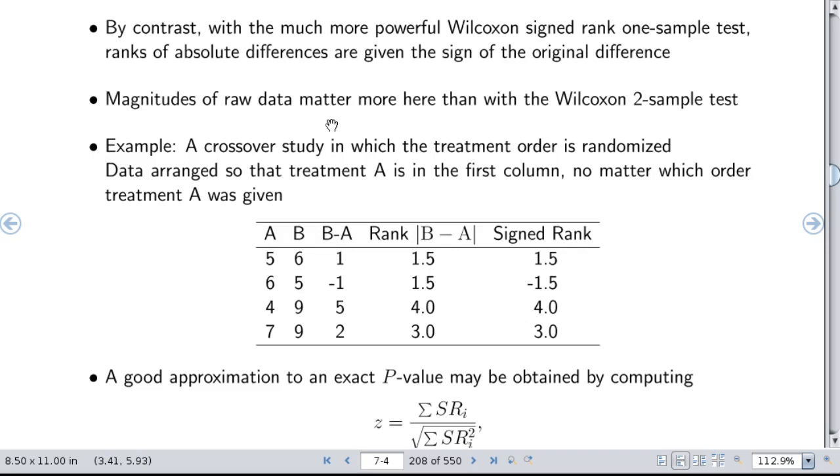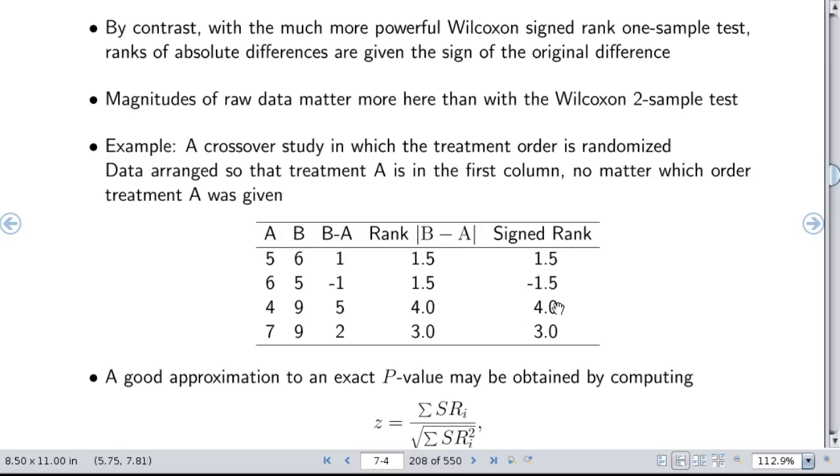So we're going to assume the treatment order is randomized, and we're going to organize the data so that treatment A is in the first column no matter which order treatment A was given. And then we have treatment B on the same subjects. Then we have the difference, and now we have the rank of the absolute values of the difference. So these are the smallest differences. They're tied at a rank of 1 and 2 when you ignore the sign, and so that's mid-rank of 1.5 for both of those. And then the next smallest has a rank of 2. The next smallest has a value of 2, and it has a rank of 3, and then the largest observation has a difference of 5 with a rank of 4, and it's the largest rank.